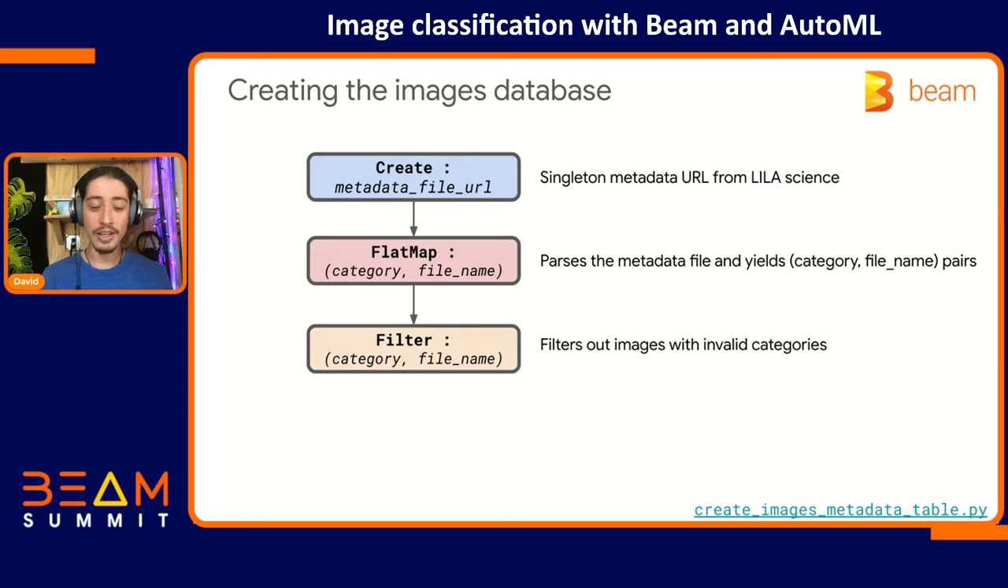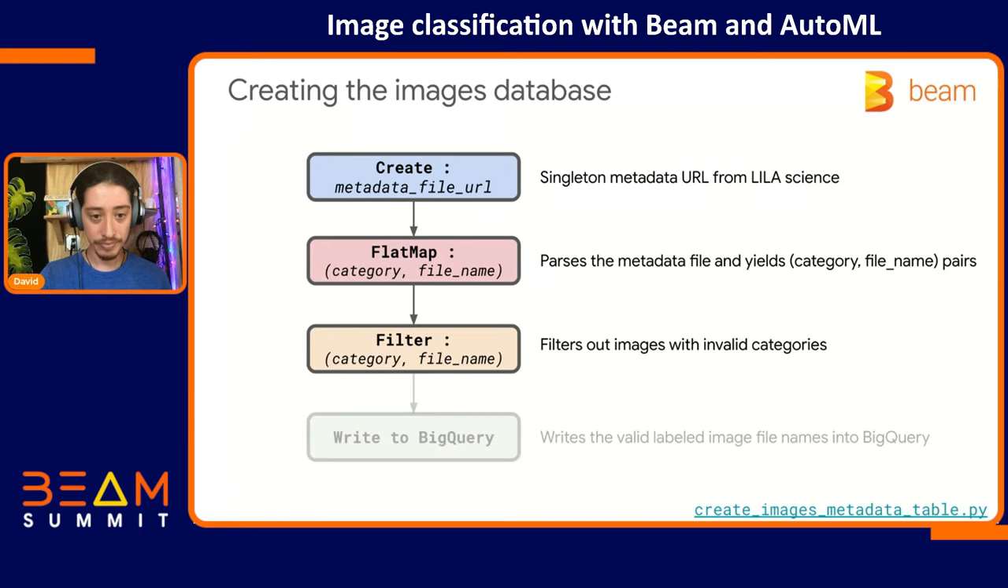Then we do a little bit of data cleaning. We just filter out some invalid categories. This could be things like maybe the category was null, maybe the category was empty, maybe it was something like unknown mouse or unknown or a bunch of other categories that are not real. So we just filter those out. We just get rid of those pairs, and then finally we write the valid ones into BigQuery.